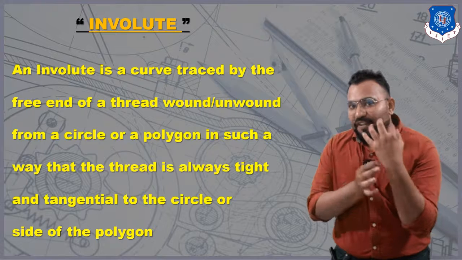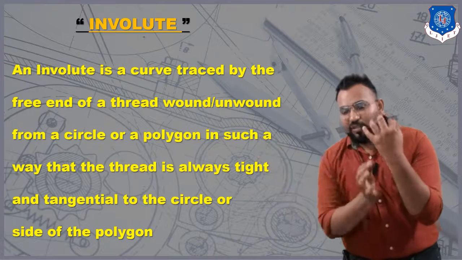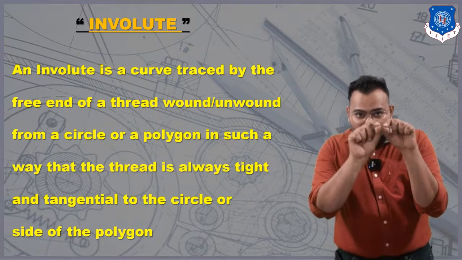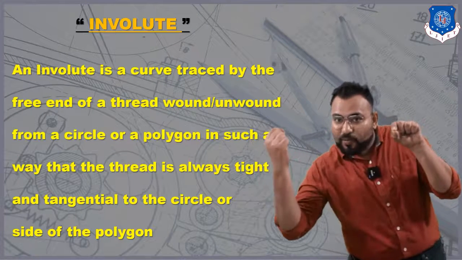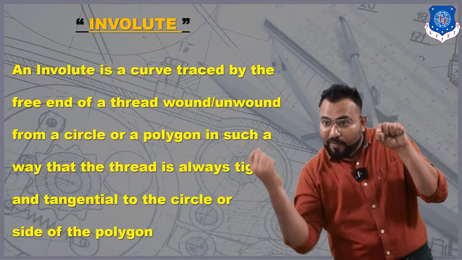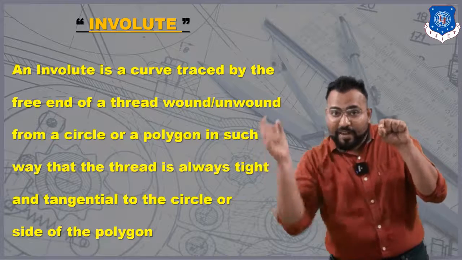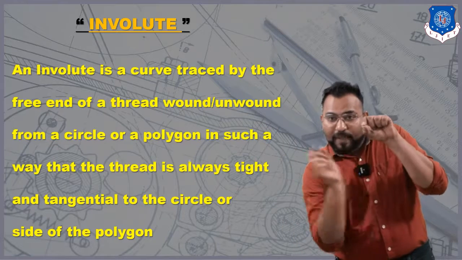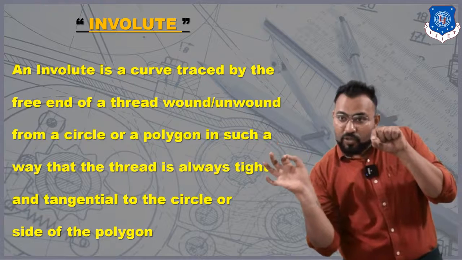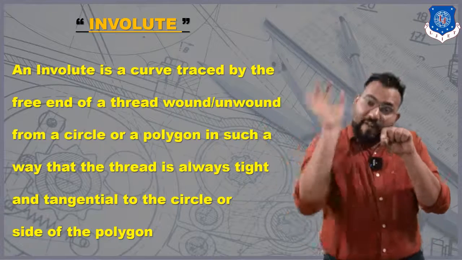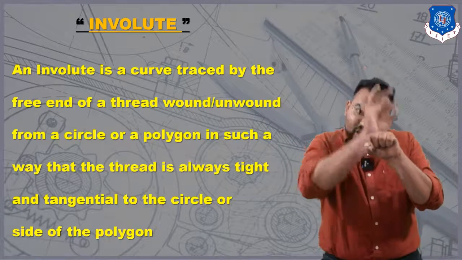So what is the free end? Free end means the last point of the thread. Let us say the thread is this much in length, so this is the last point. This last point we are calling the free end, because the other point is fixed and we are going to wind something like this. So this is the free end, and the curve traced by this free end when we are winding this thread on the circular disc.